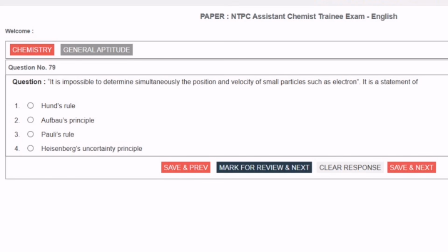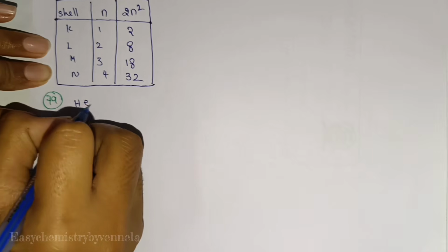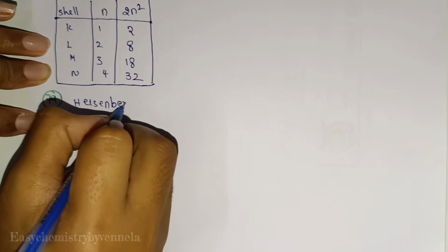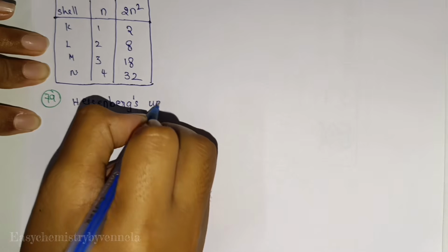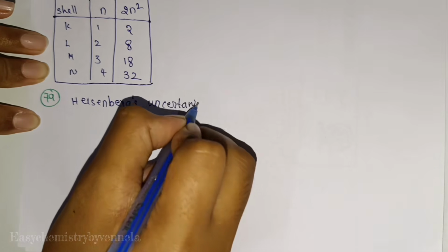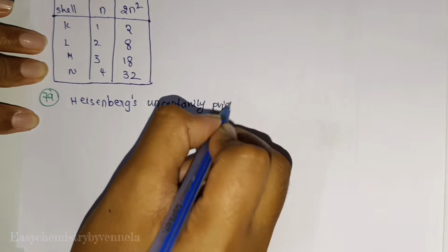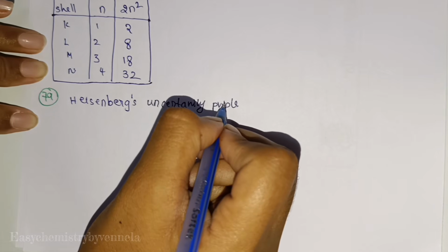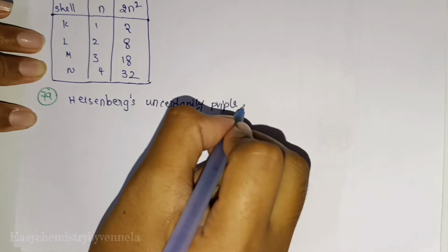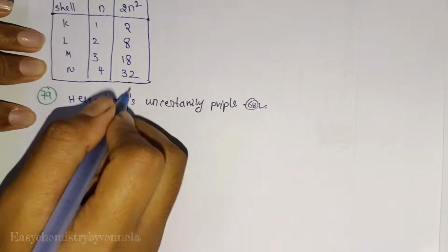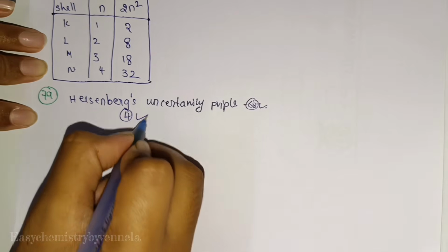The next question is, it is impossible to determine simultaneously the position and velocity of small particles such as electrons. It is a statement of which principle? That is Heisenberg's uncertainty principle. I already explained Hund's rule, Aufbau and Pauli. Question number 68. So in this, the correct option is the fourth one.